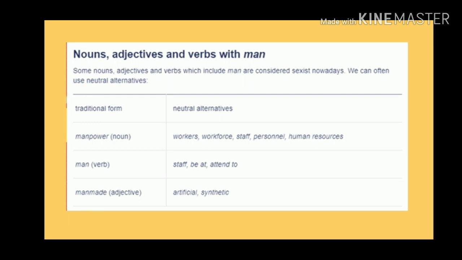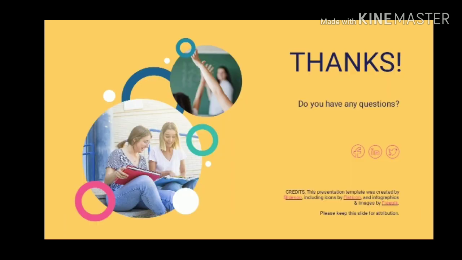And then the last one is the adjective. Here we have man-made. So now we can use artificial and synthetic as the neutral alternatives to avoid using sexist language.